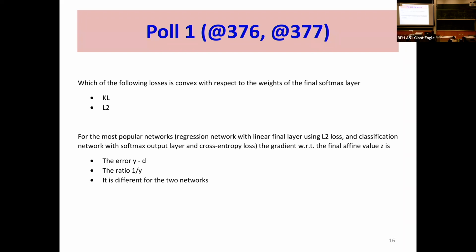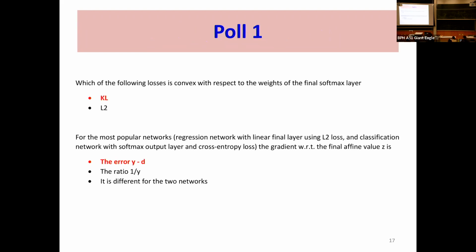For the most popular networks, a regression network with a linear final layer and L2 loss, or a classification network with softmax output and cross entropy loss, the gradient of the loss with respect to the final affine Z is going to be just the error. It's always going to be the error, and that's why coding this is so trivial. You wouldn't actually write ugly code. You just say Y minus D, you're done, because you ignore the final activation and go directly to the pre-activation term.